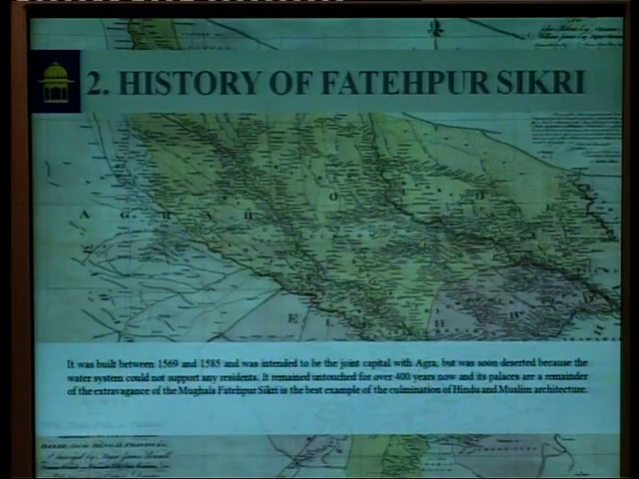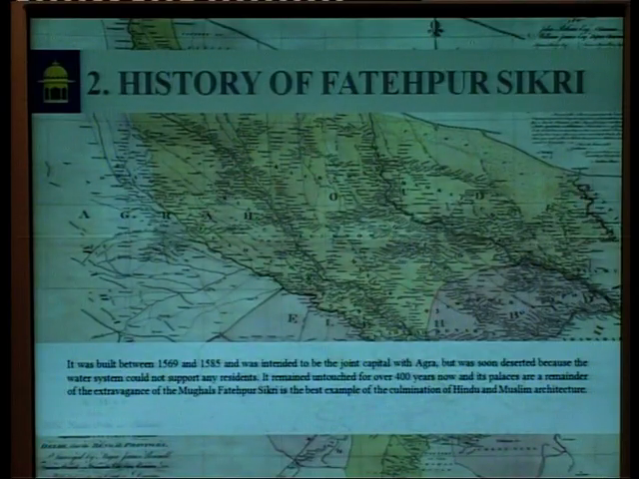Fatehpur Sikri is the best example of the culmination of Hindu and Muslim architecture. Akbar himself was a very open person. He didn't want people to follow Islam by force. In fact, he created a new religion, Deen-e-Ilahi. He was very benevolent towards all the things which were prevailing at that time, be it architecture, poetry, or music, and he was a connoisseur of all the arts.